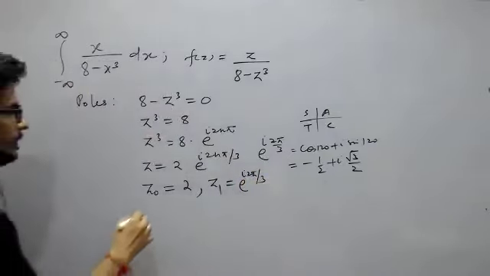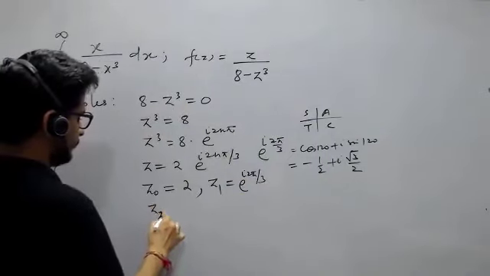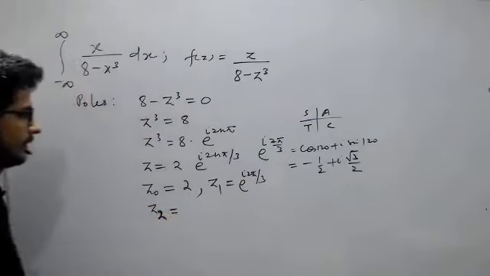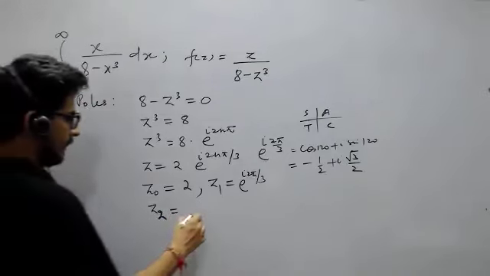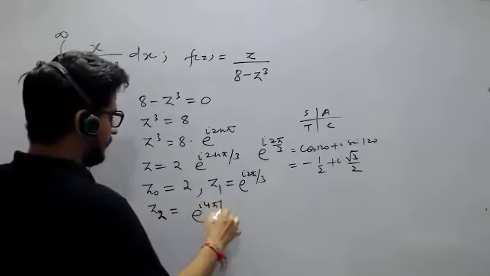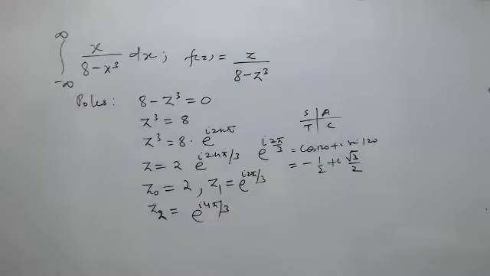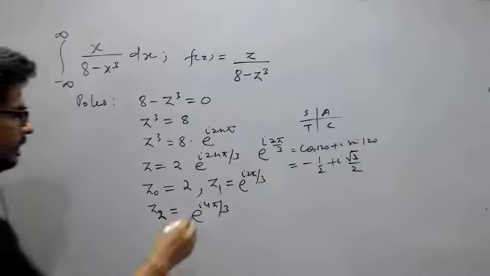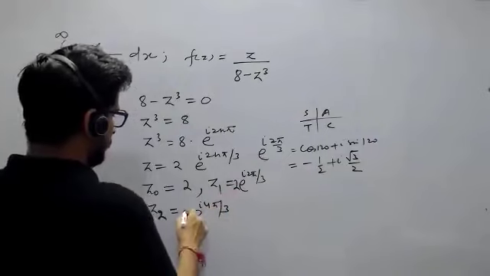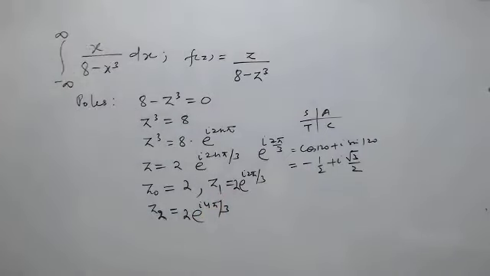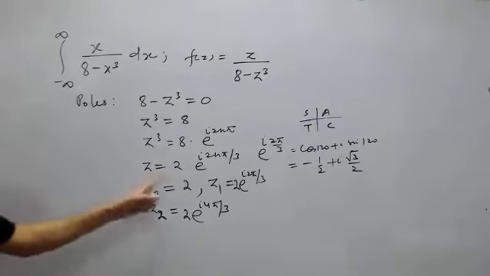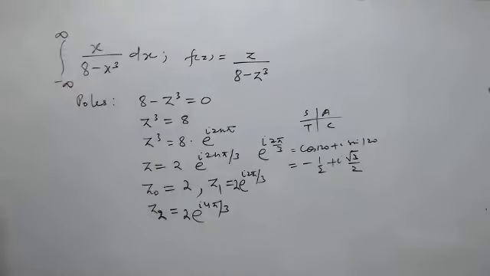Okay. And what about Z2? E to the power I 4 pi by 3. Correct? Sir, the 2 is also there with e, there is a value of z, so we will write the 2 as well. 2 is there in all of them. Okay. So these are the poles.